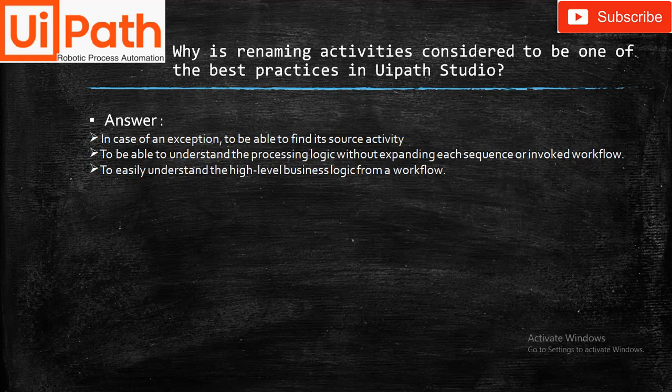Why is renaming activities considered to be one of the best practices in UiPath Studio? First, in case of an exception, to be able to find its source activity. Second, to be able to understand the processing logic without expanding each sequence or invoke workflow. Third, to easily understand the high level business logic from a workflow.